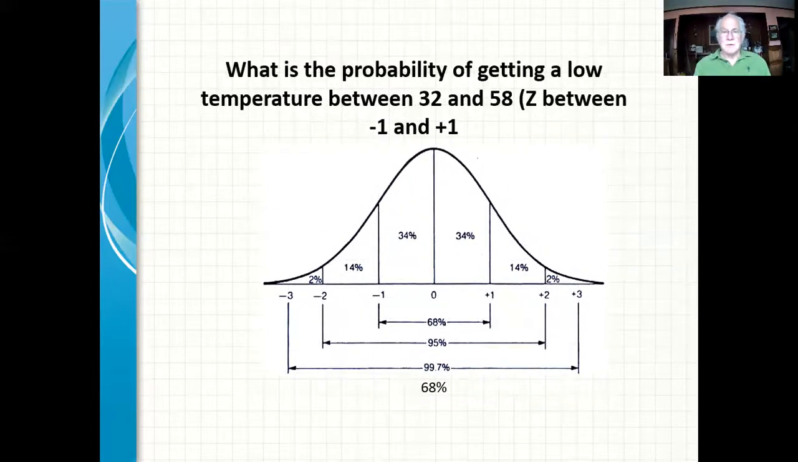Here's a little bit tougher problem. What's the probability of getting a temperature between 32 and 58? 58 minus 45 is 13, divided by 13 is a 1. So what's the probability the temperatures will fall between a +1 and a -1, between 32 degrees and 58 for this day? It's 68%, but roughly 2/3 of the time the minimum temperature will fall in that range right there.